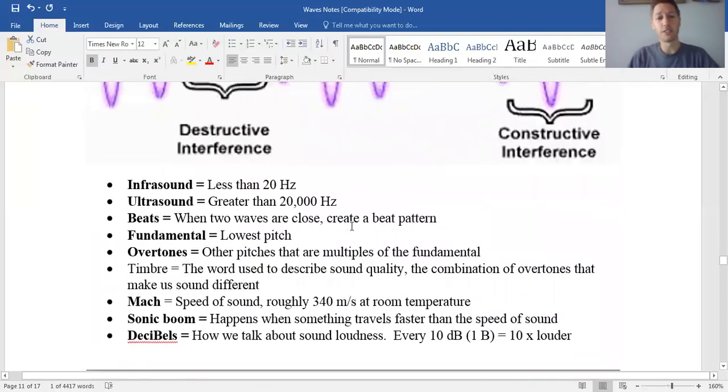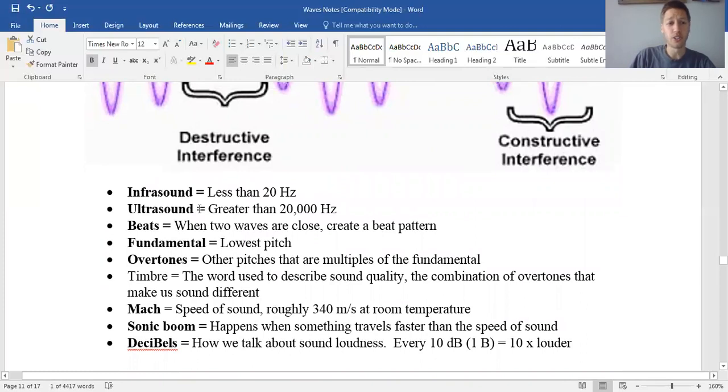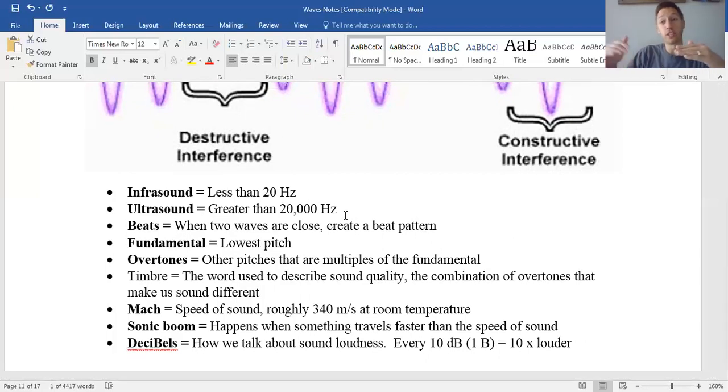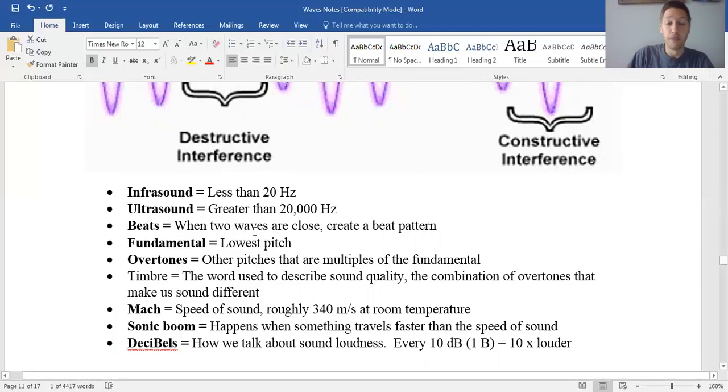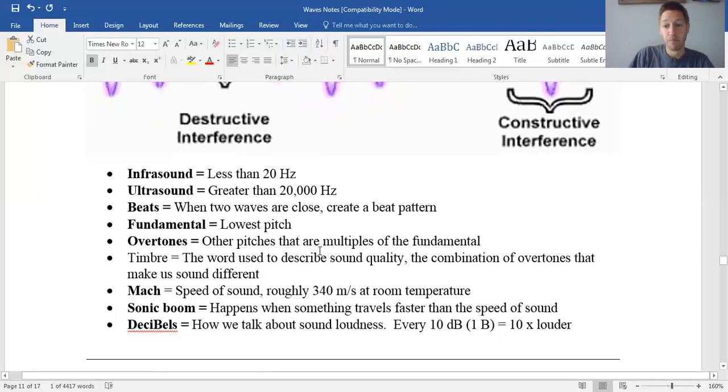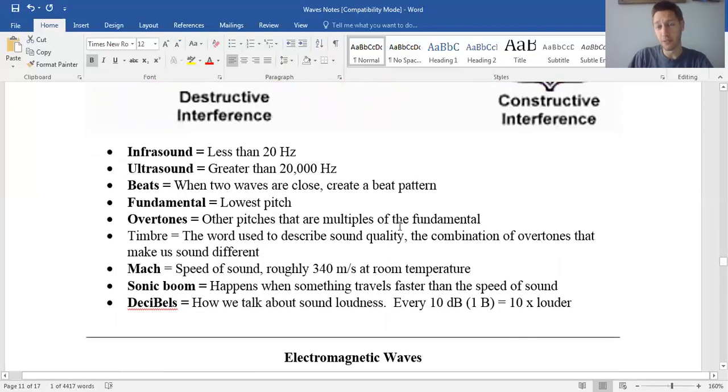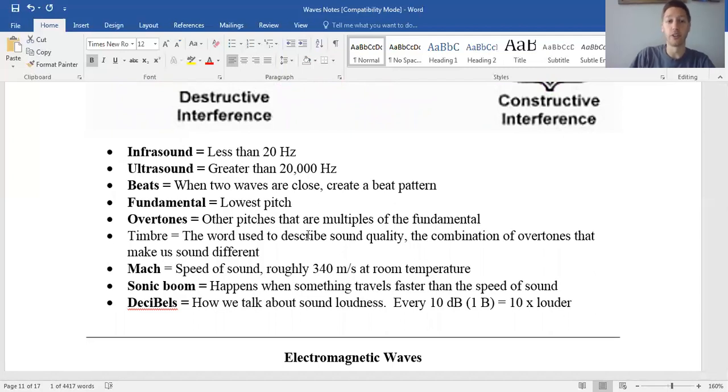All right, in review, the last things we talked about: infrasound, less than 20 hertz, ultrasound, above 20,000 hertz, and beats. If 2 waves are almost the same note, but not quite, they create a beat pattern. It's like if you're at a stoplight turning left and you watch your blinker and someone else's blinker, sometimes they line up, then they get out of sync, and then they line back up again. That's beat patterns. The fundamental note is the lowest pitch produced. Overtones are just multiples of the fundamental. So if you're singing a 100 hertz note, your overtones will be multiples of 100, so you produce 200 and 300 and 400 hertz.